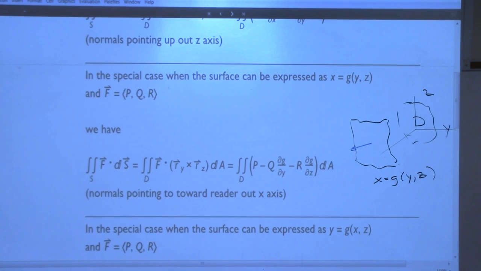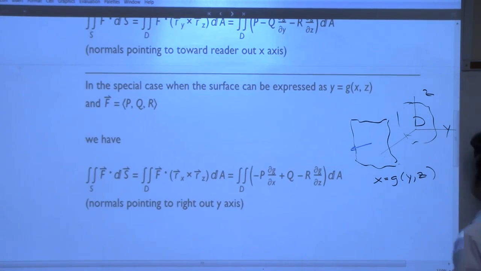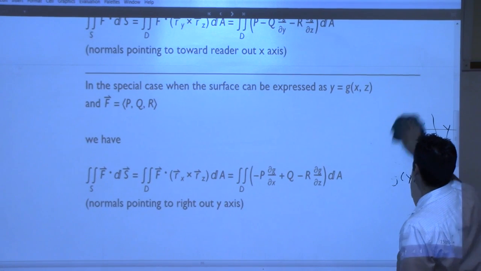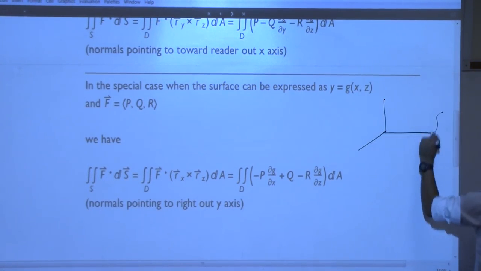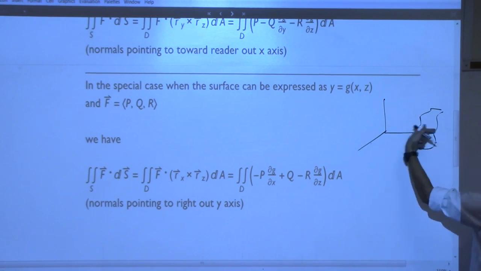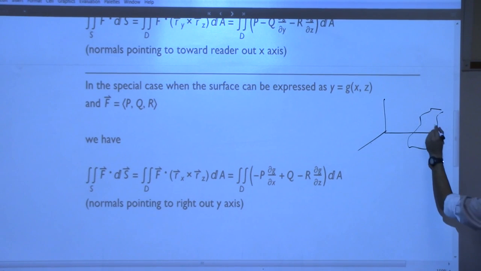And then finally, if your surface can be expressed as y equals a function of x and z, that's like this. Here's my surface this way. Then normals, which way? Out the right.